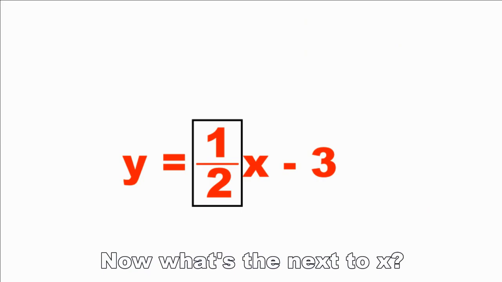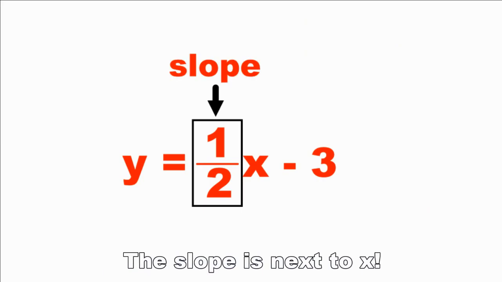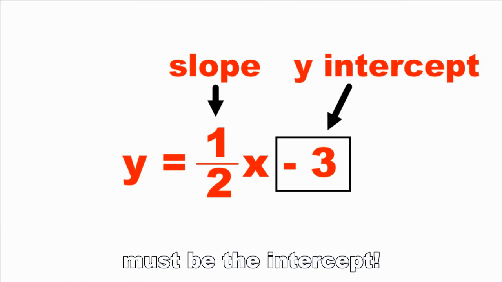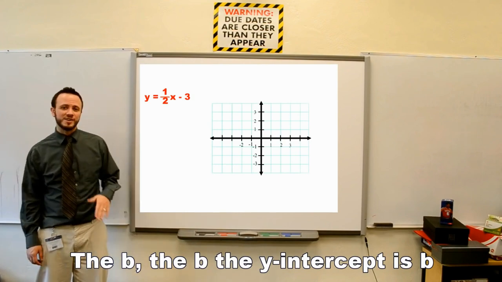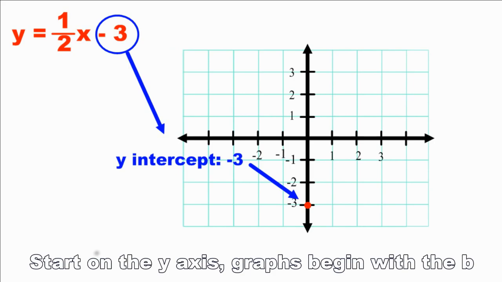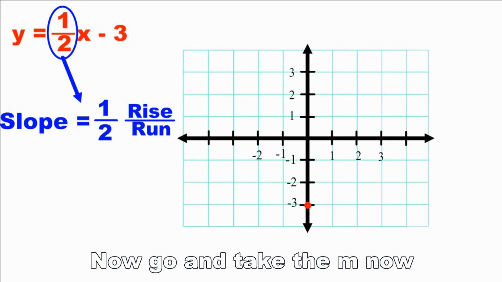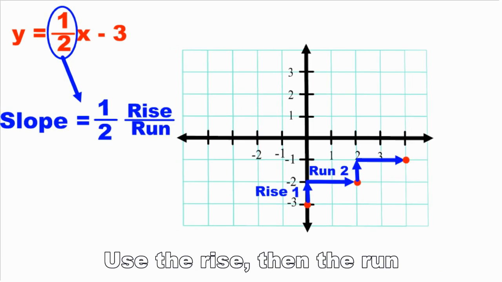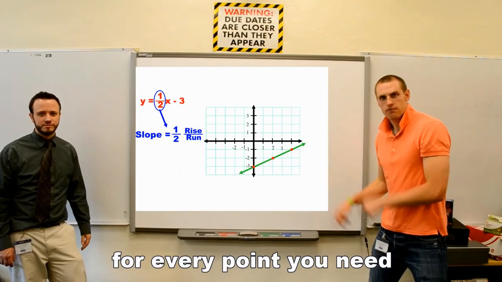Reverse PEMDAS tells you what to move. Now what's next to x? The slope is next to x. But what's that number left? Let's be the intercept. The b, the y intercept is b. Start on the y-axis, graphs begin with the b. Now go and take the m now. The slope is next to x. Use the rise, then the run. For every point you need.